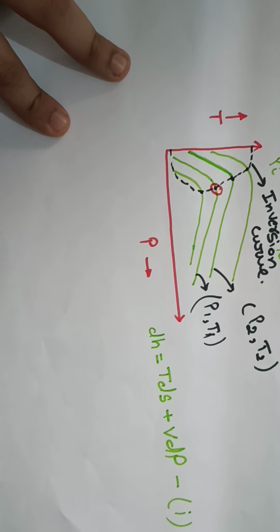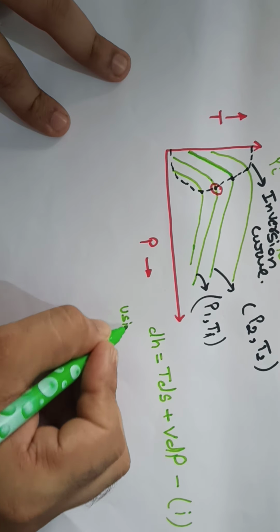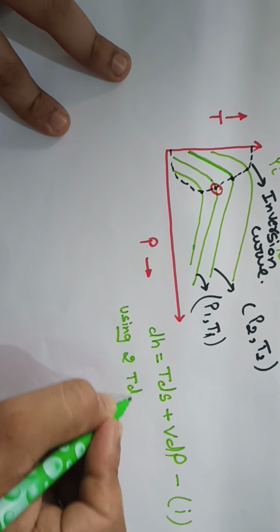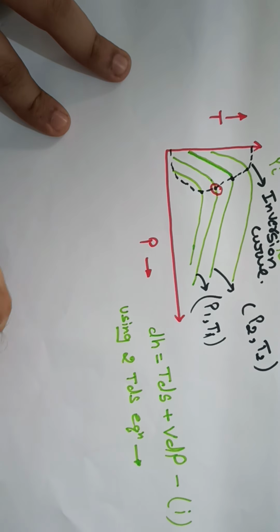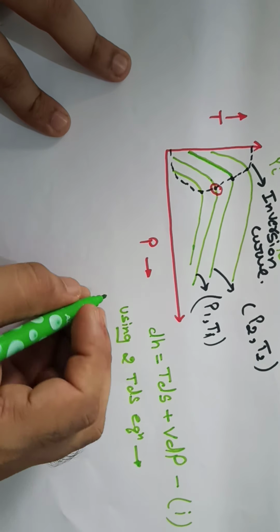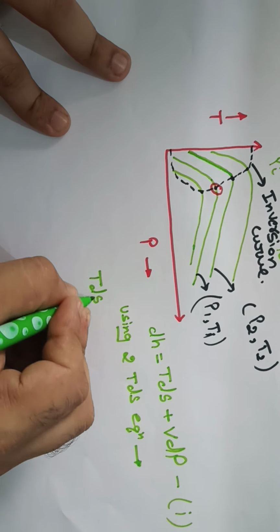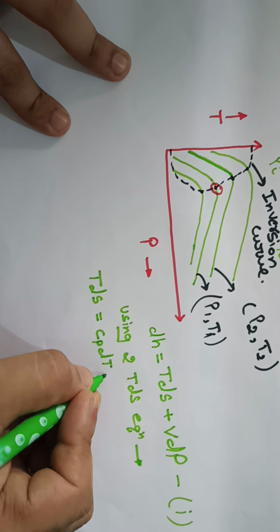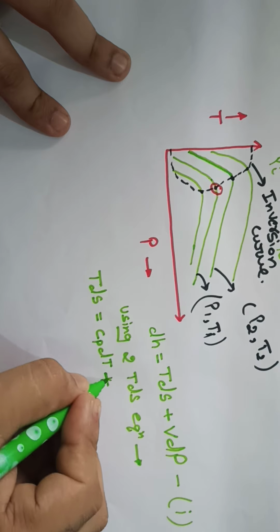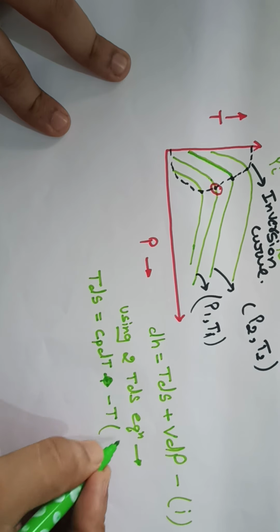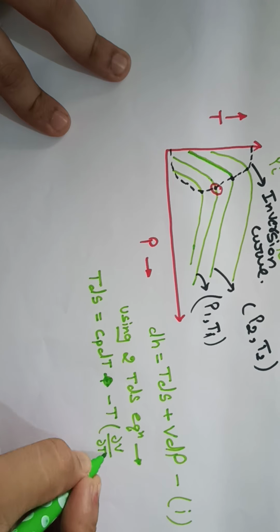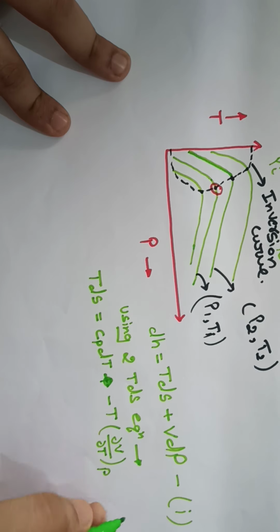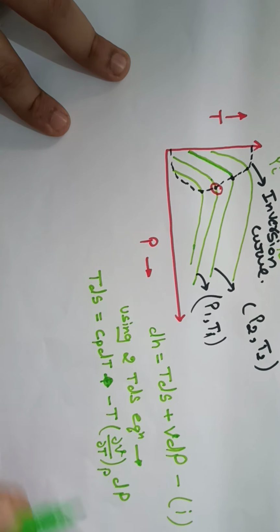I need one more relation, and I'll use the second TdS equation. What does the second TdS equation say? It says TdS equals Cp dT, sorry, there will be minus T times (∂V/∂T) at constant pressure into dP. This is what the second TdS equation says.